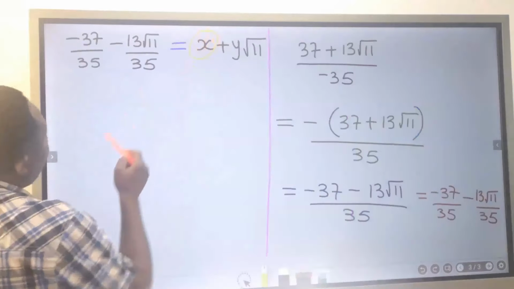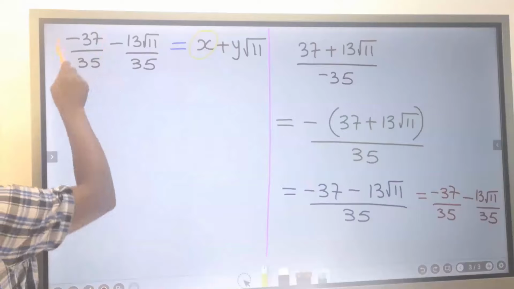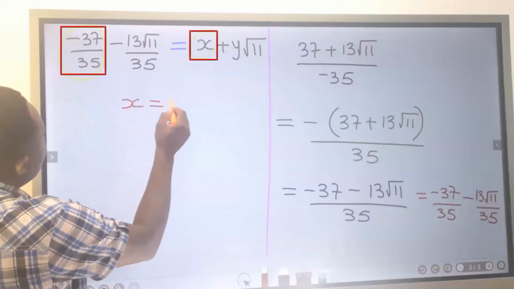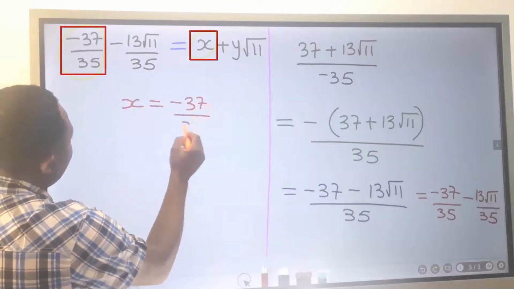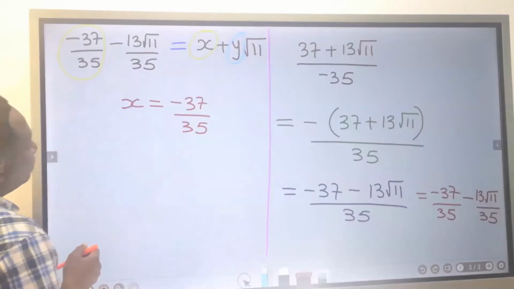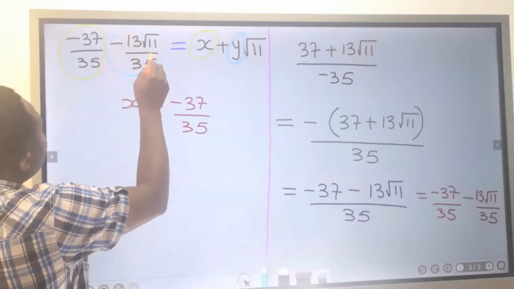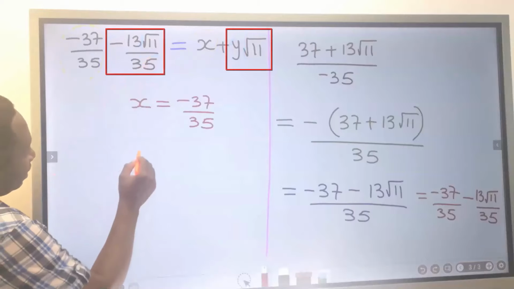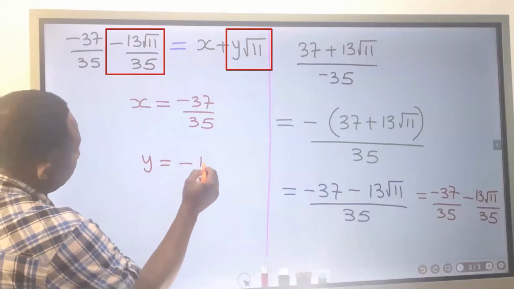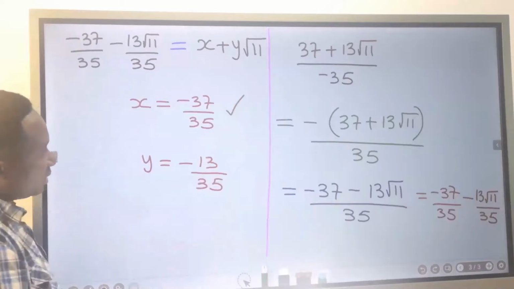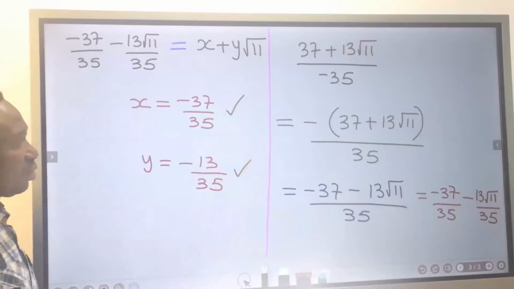Then x has no square root and minus 37 over 35 also does not have a square root. Then x is minus 37 over 35. Next, y has the square root of 11 and minus 13 over 35 also has the square root of 11. Then y is minus 13 over 35. This is the value of x and this is the value of y.